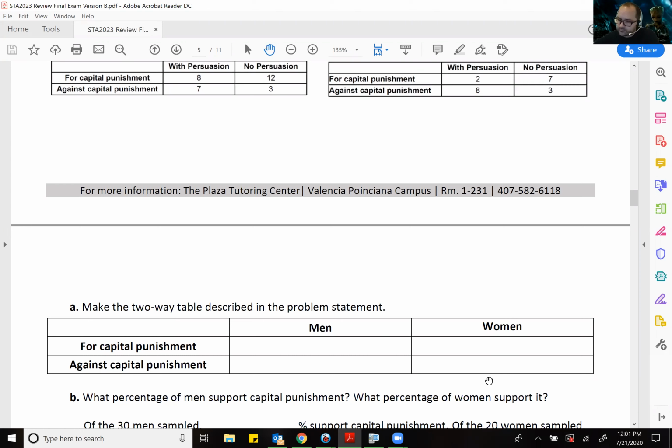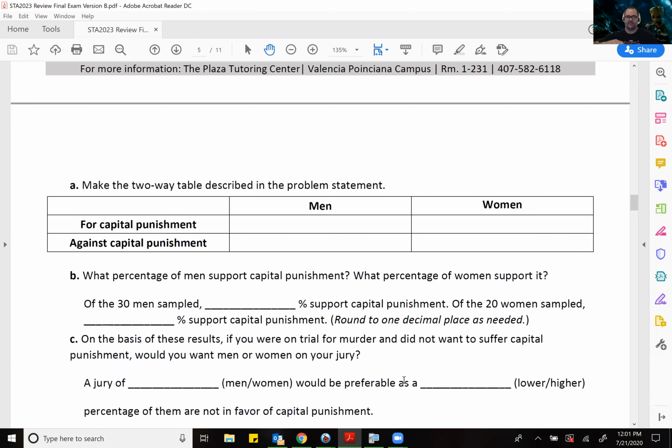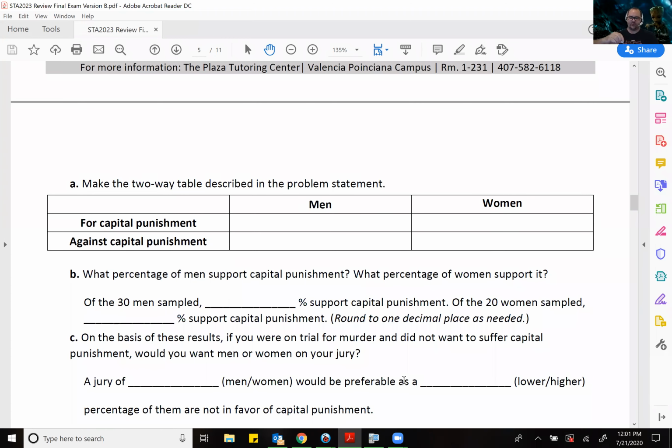So from here, we are going to find the percentage of men that support and the percentage of women that support. Well, that's a lot like what we did earlier. So we just got to continue that same kind of strategy here.